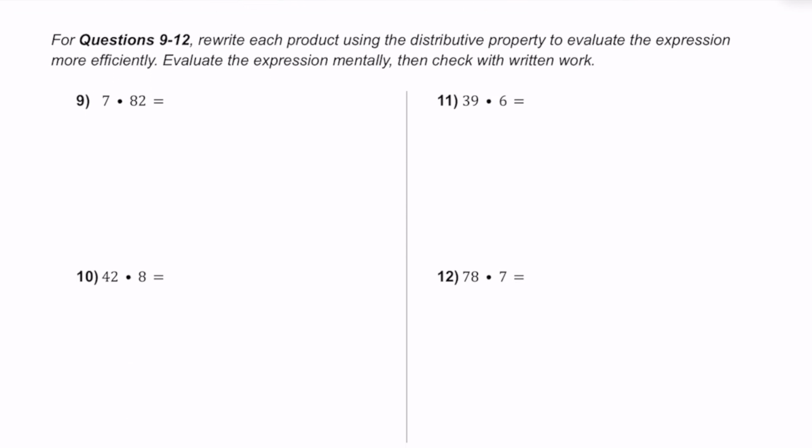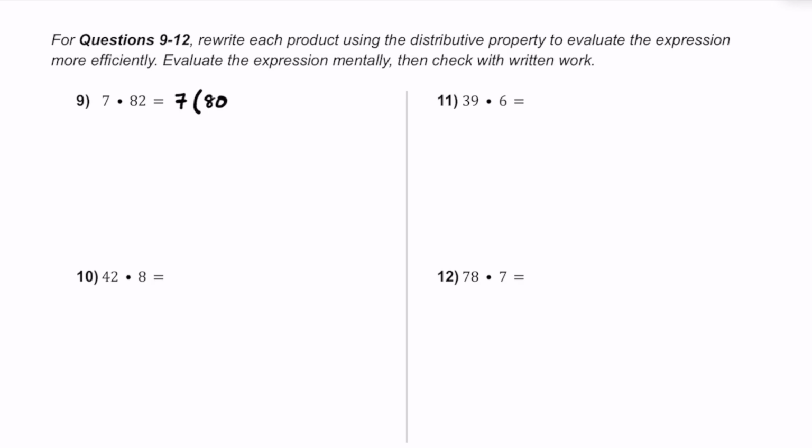For 9 through 12, we're going to rewrite each product using the distributive property to evaluate the expression more efficiently, then evaluate the expression mentally, and check with written work as well. Okay, so let's see how we can do this. So 7 times 82, while we could just use the standard algorithm, we're not going to do that first. We're going to see how we can break this up a little bit to do it in our head. So I think a good rule of thumb here is to take the single digit and leave it, and then break up the double digit into two values that we could find a sum or difference of.